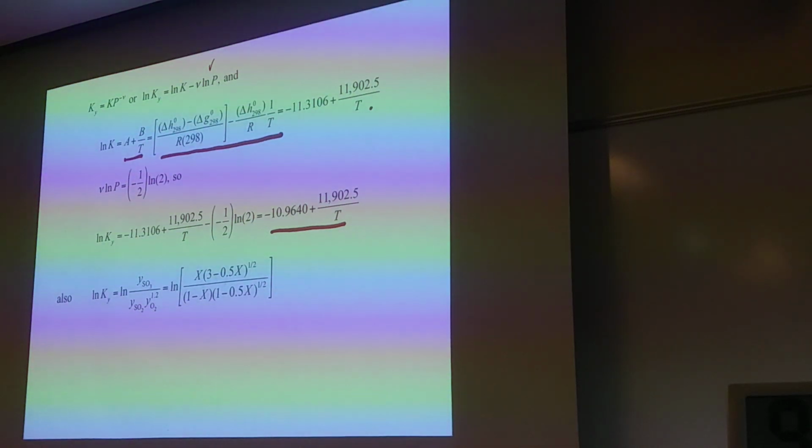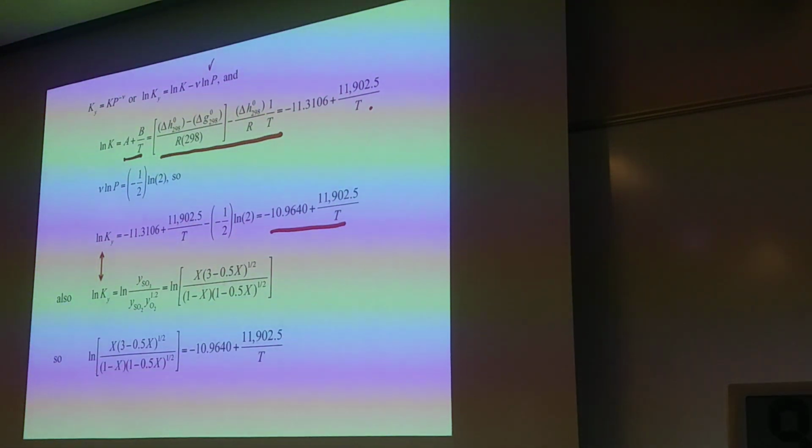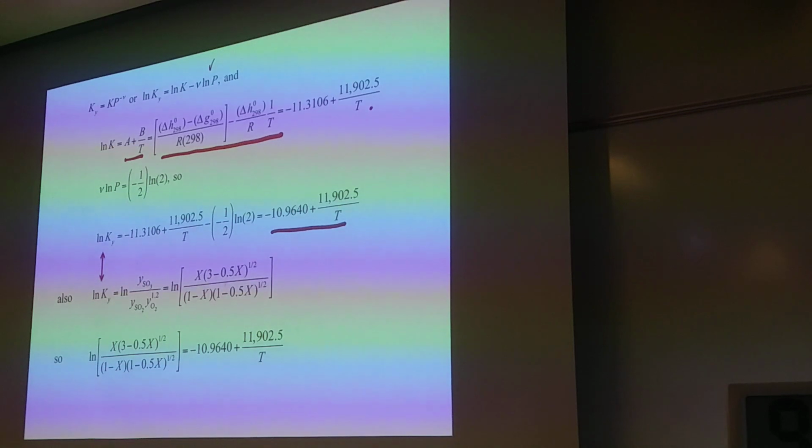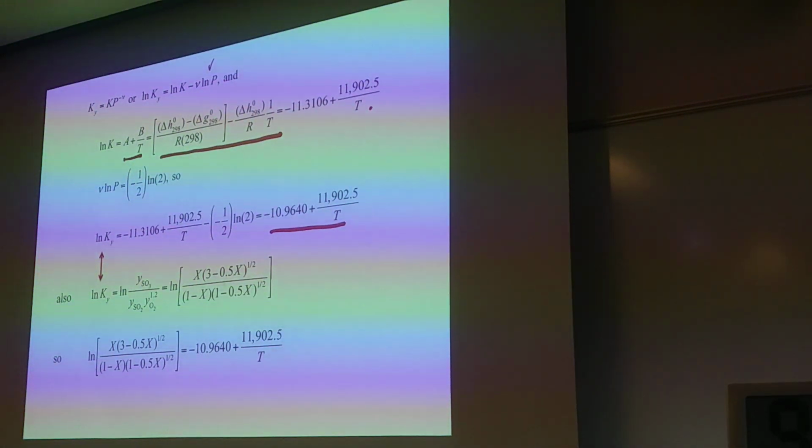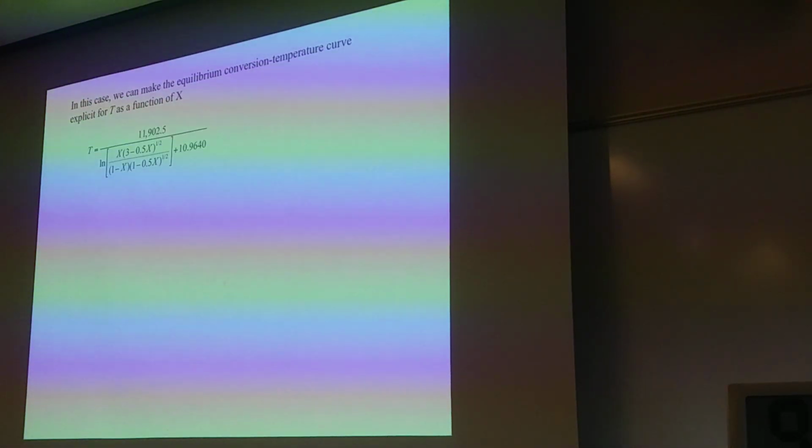So these log Ky's, of course, are the same thing. So if I equate them to one another, I'll get an expression here for the equilibrium conversion temperature diagram. So what I hope you realize at this point is that this is the equation for the equilibrium temperature relationship. In this particular case, as I've assumed that I've got this type of relationship for the dependence of K on temperature, I can actually write it as an explicit expression for temperature.